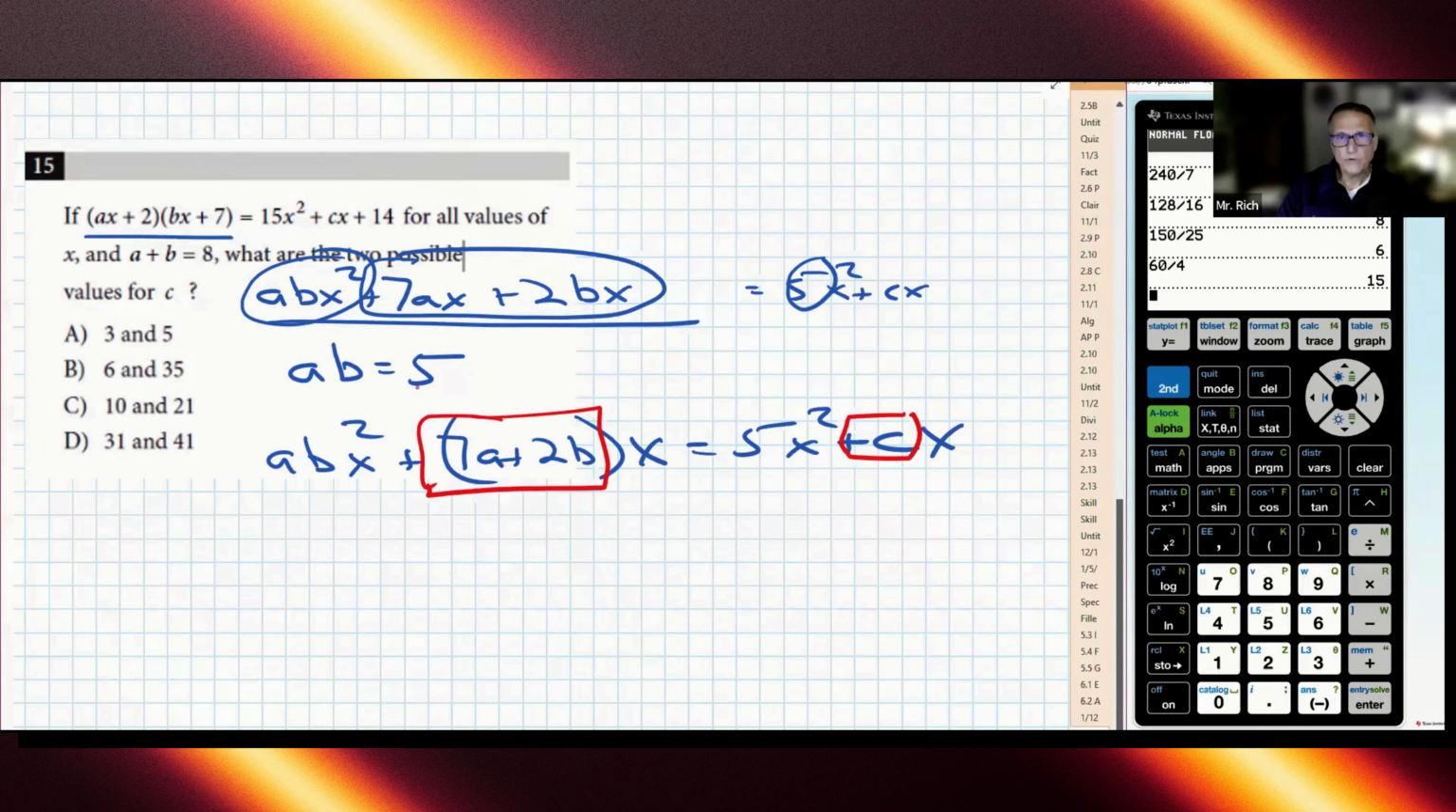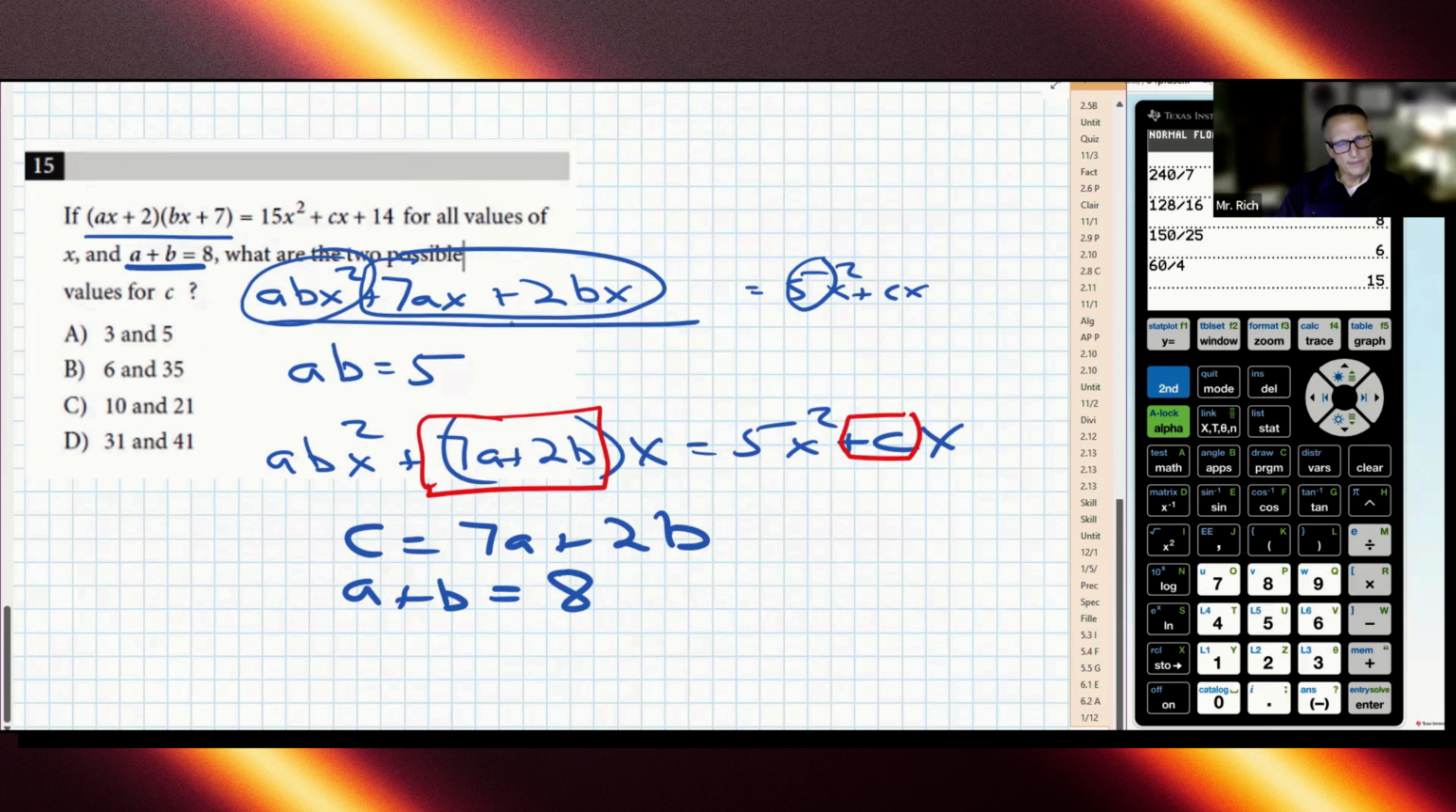And again, I can honestly say this is the first time I've seen this problem. So I don't know the pathway exactly. I've seen similar problems of this kind, but I don't know what's really going to happen here. I'm just going with the flow here and doing some algebra. So what has to be true is that C has to be equal to 7a plus 2b. And they also told me that a plus b has to equal 8. But that's interesting. So a plus b is 8, but a times b is 5.